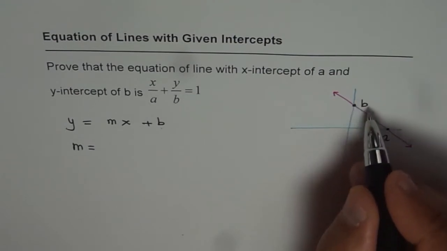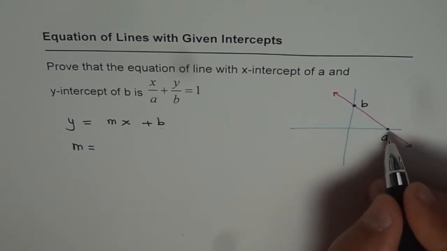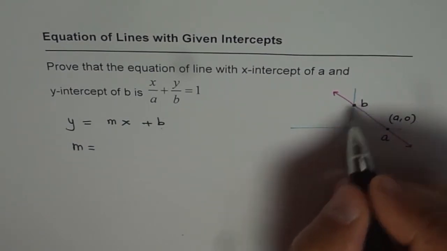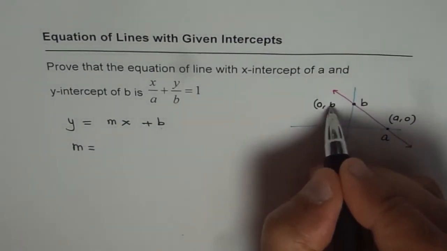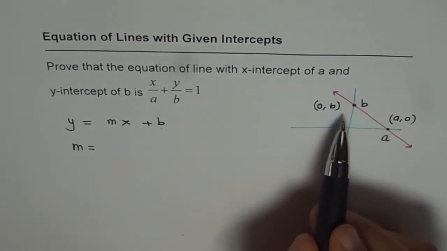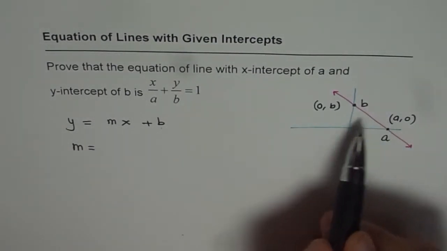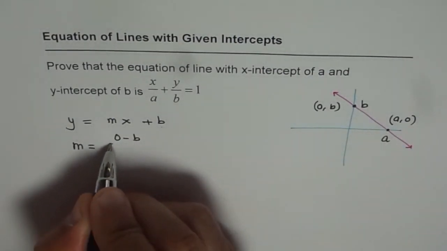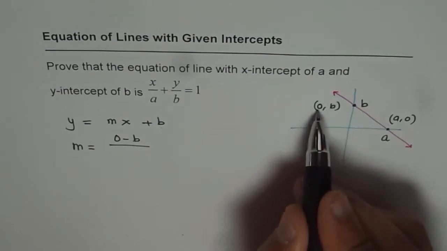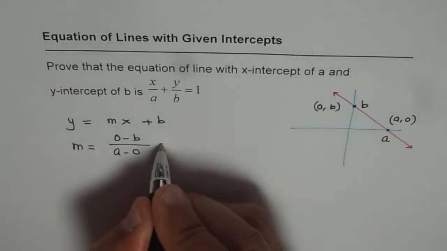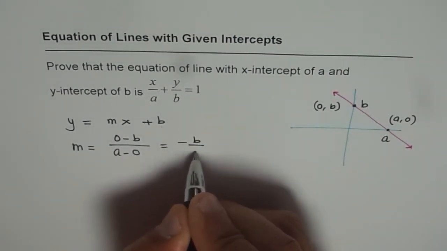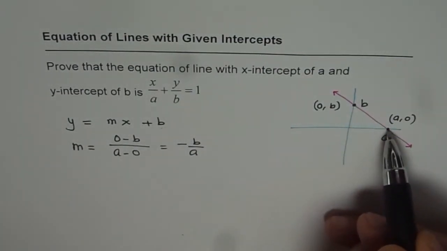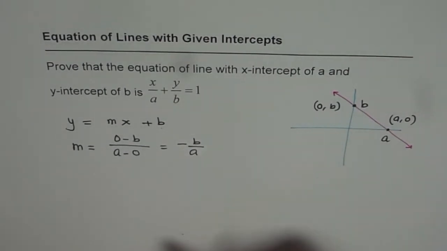So if you look at these points, what are they actually? This point is basically (a, 0), right? And point b, we can write as (0, b), right? So slope is y2 minus y1 divided by x2 minus x1. So 0 minus b divided by a minus 0. That gives us minus b over a, right? Makes sense. So you go down b units and right a units, you get the slope, minus b over a.